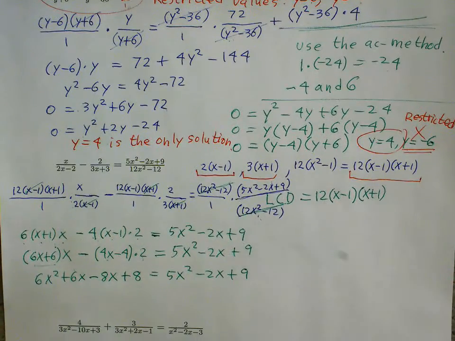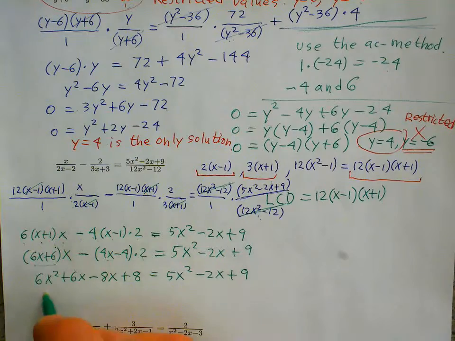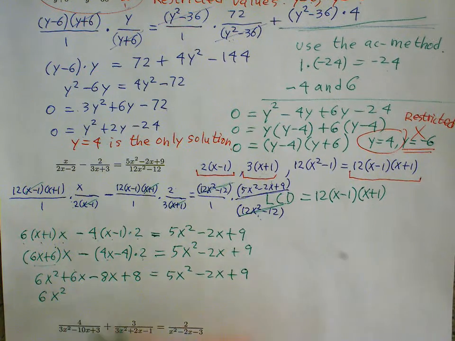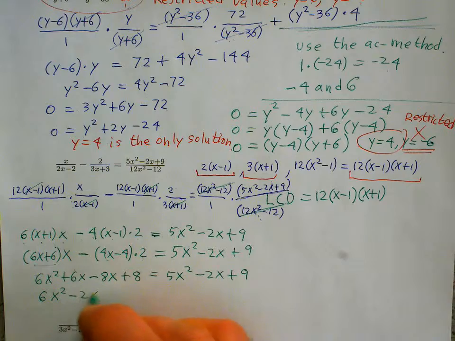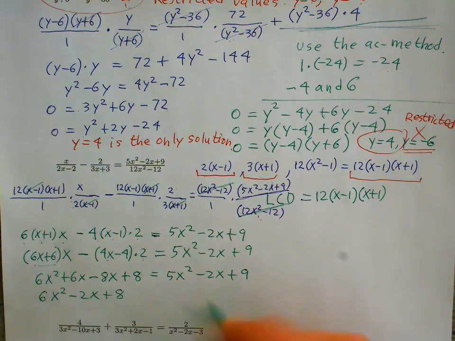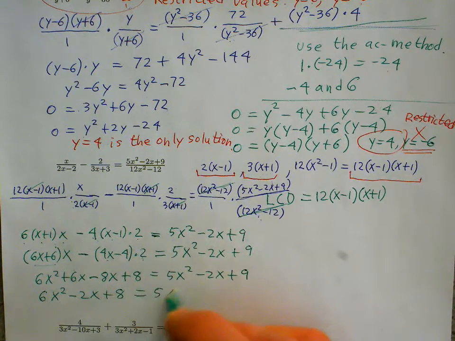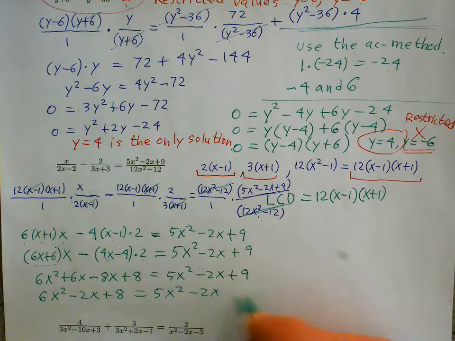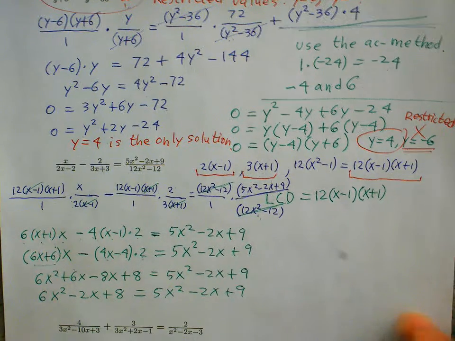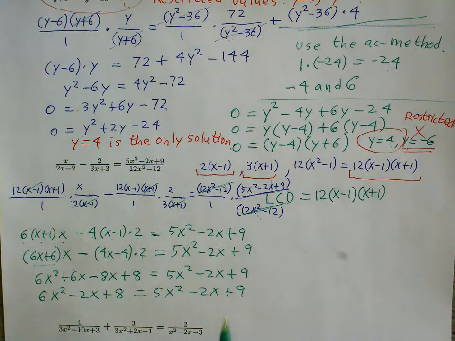Okay, let's go ahead and simplify the left-hand side, combining plus 6x minus 8x to give us minus 2x. And now we'll see if we can solve by factoring. So let's make the right-hand side 0 by subtracting 5x squared from both sides and subtracting 1 from both sides.